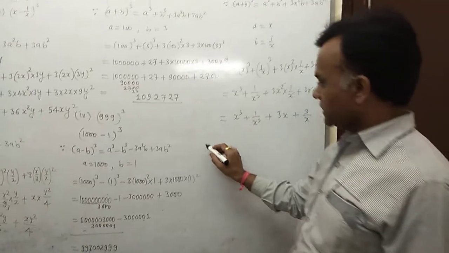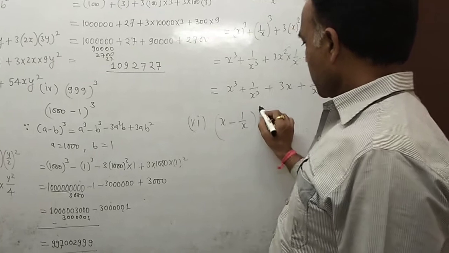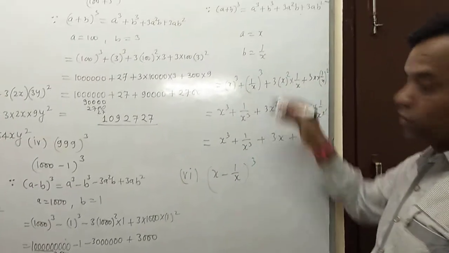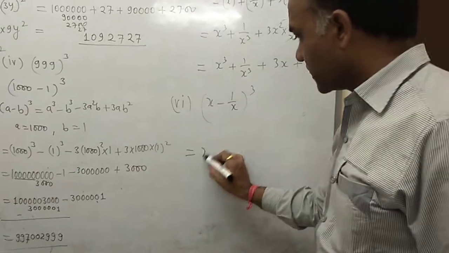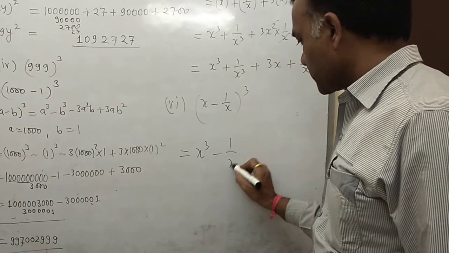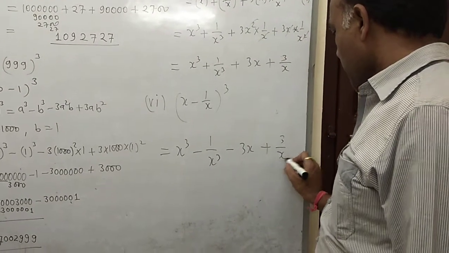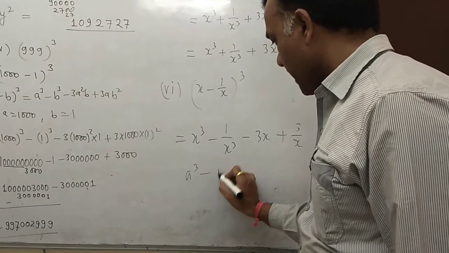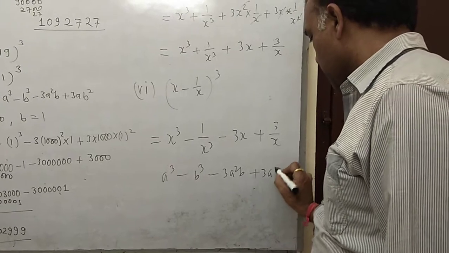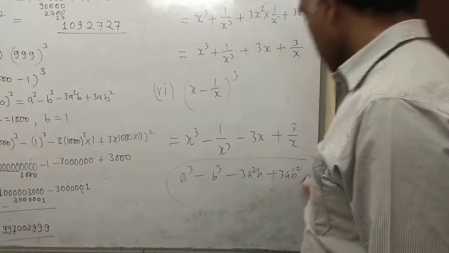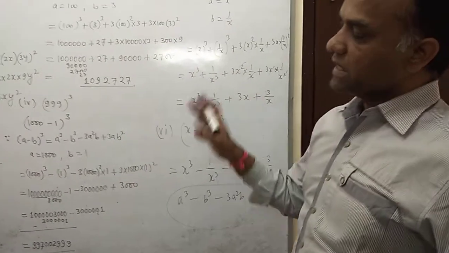And now the sixth question: the same question is given, but with the minus sign. Both the questions are the same. So how can you simplify it? Your first part is as it is, the second part is negative, the third part is also negative, the fourth part is positive, because the identity is a cube minus b cube minus 3a square b, but plus 3ab square. So this is the identity, and the expansion you can write in this form.